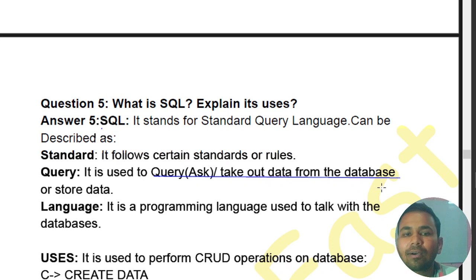We take out some data or store data. We can also store data by using these queries, or we can perform various operations that we are going to see further. So Q stands for query, and L stands for language. It is a programming language that is used to talk with the database, and any kind of to and fro of the data, any give and take of the data, is going to be done using this SQL language.